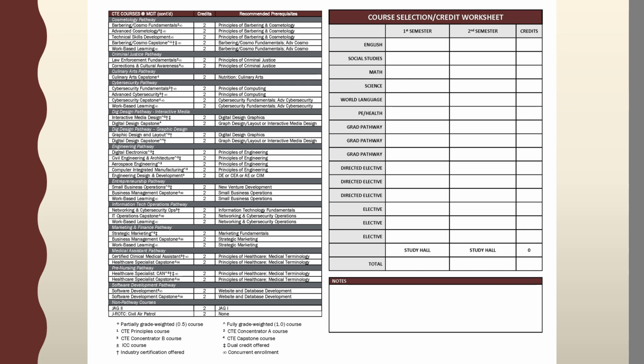You can also jot your courses down using the course selection credit worksheet on the last page of your course selection form. Be sure to write down any notes or questions that you may have to discuss with your counselor during your individual scheduling conference. Also, keep track of how many credits you're signing up for next year. You should have between 12 and 14 credits selected in addition to your mandatory study halls.